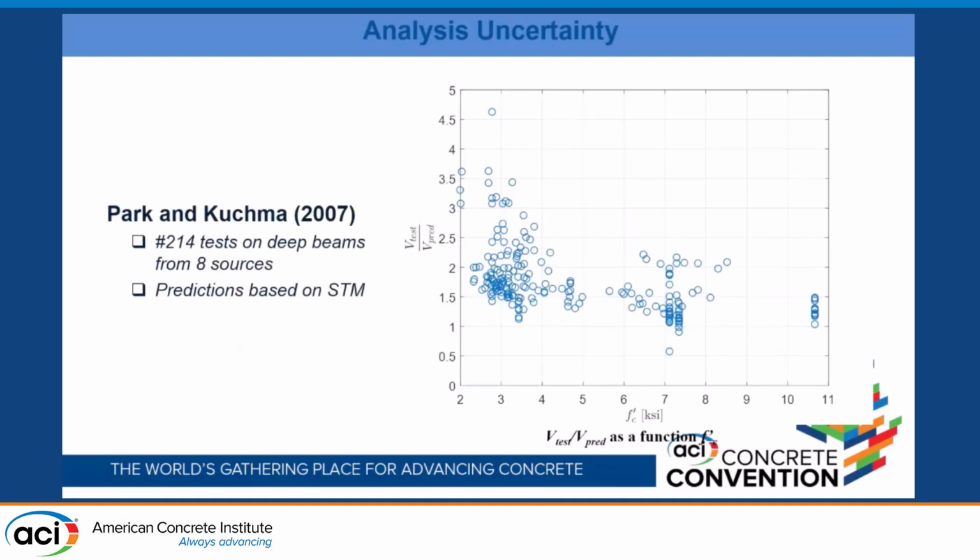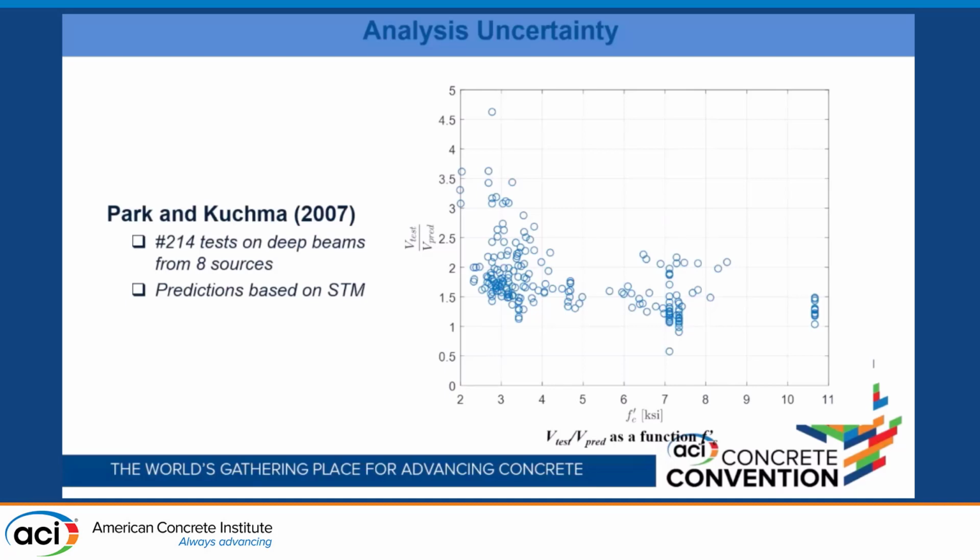Luckily, Professor Park and Kuchma gathered a rather large database in the past where they compare the experimental strength of deep beams with the prediction from strut and tie models. In this plot we have that ratio, tested strength divided by predicted strength, as a function of f'c. And we started to see some relation here.